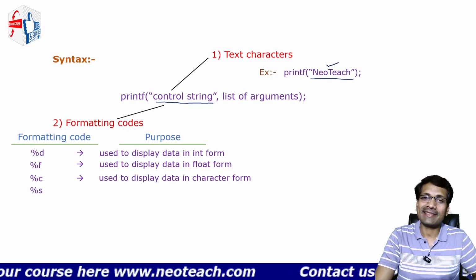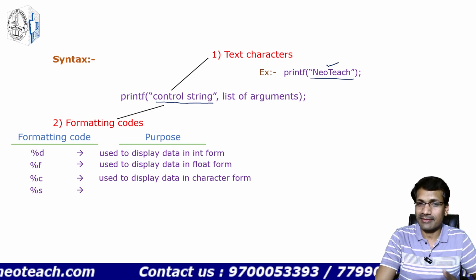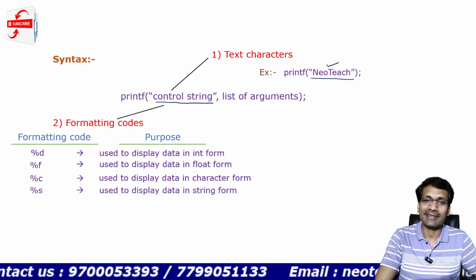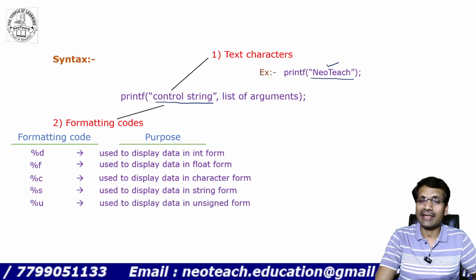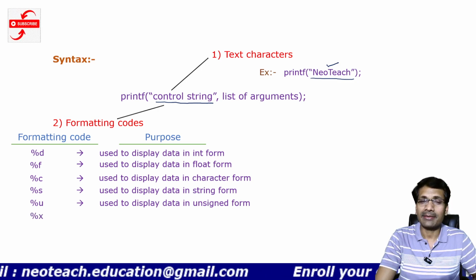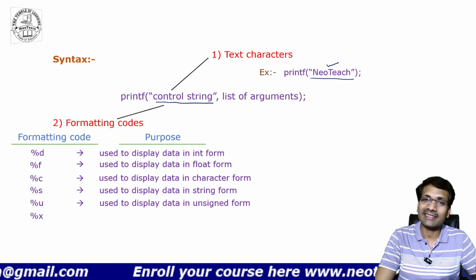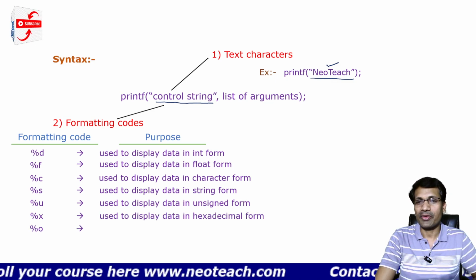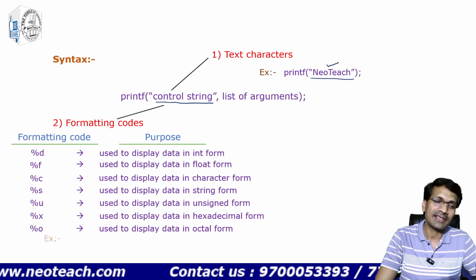Next, %s is for strings. If you want to work with strings and display string content, then you go for %s in the control string. And %u is for unsigned content. Whenever you work with unsigned content, you go for this. And %x, if you want to work with hexadecimal numbers, to format hexadecimal numbers we use %x. And %o for the octal number system; if you want to use octal number format, then you go for %o.